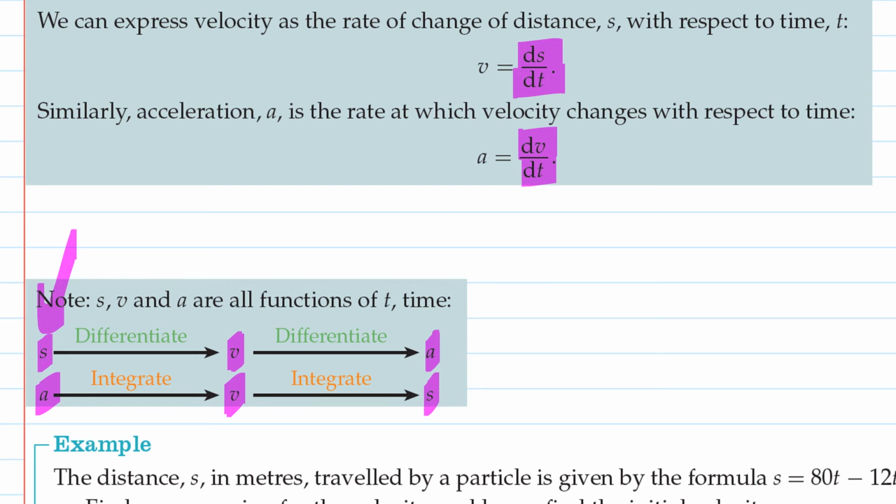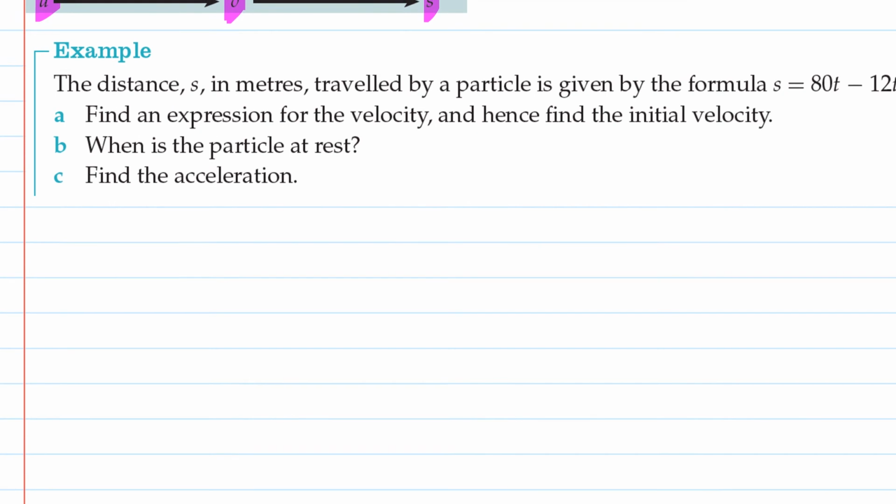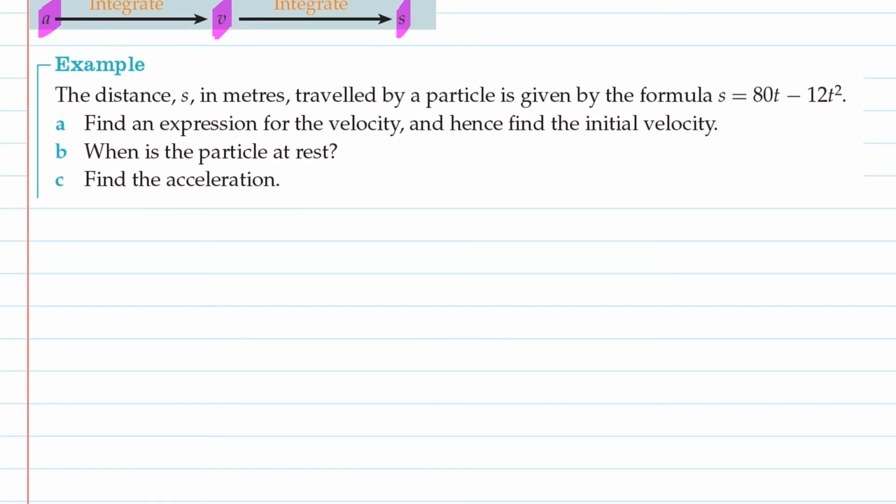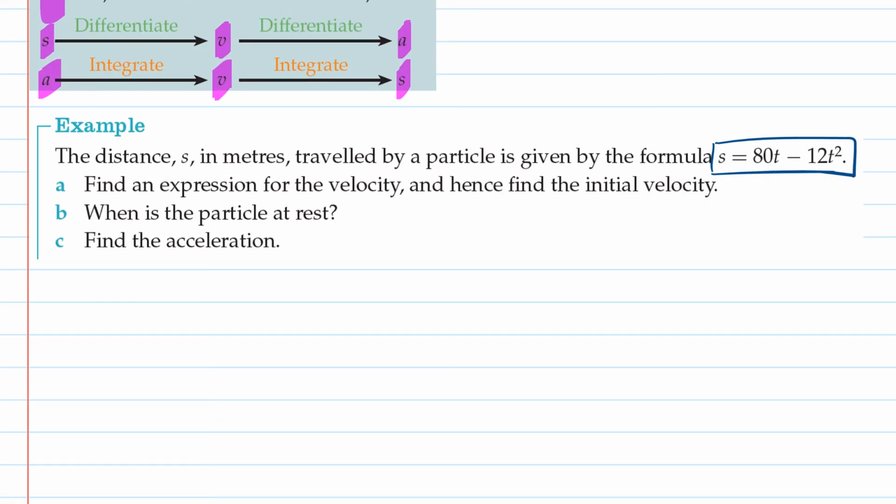Okay, so let's look at some examples here. Example 1 tells us that the distance travelled by a particle is given by this formula, and we're asked to find an expression for the velocity. If we look at our table here, to get velocity we need to differentiate distance. So for question A, velocity is going to equal change in distance with respect to time, and so that means we're differentiating this function, so that would be 80 minus 24t.